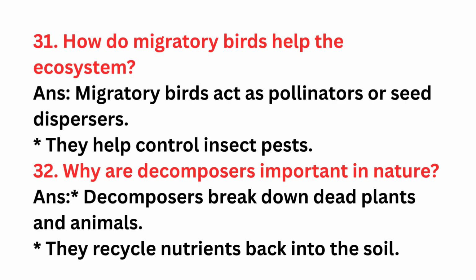Question number 31. How do migratory birds help the ecosystem? Answer: They act as pollinators or seed dispersers. They help control pests. Question number 32. Why are decomposers important in nature? Answer: Decomposers break down dead plants and animals and then they recycle nutrients back into the soil.